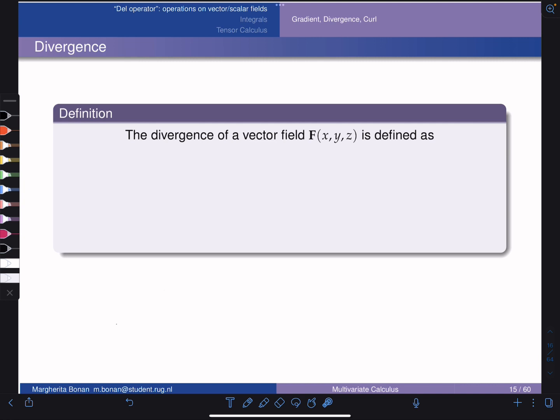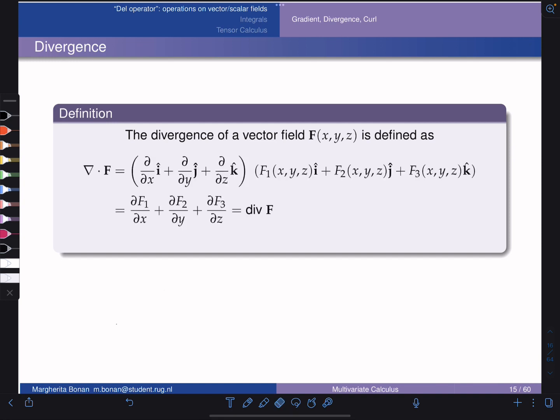The second operation that we're going to define is taking the divergence of a vector field. And this is defined as taking the del operator, the dot product with the vector field. We have the del operator, the dot product with the vector field. We get the derivative of the first component of the function with respect to x, plus the derivative of the second component of the function with respect to y, plus the derivative of the third component of the function with respect to z. And this is defined as the divergence of this vector field.